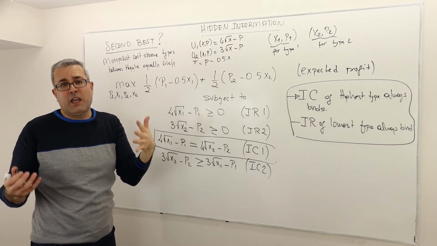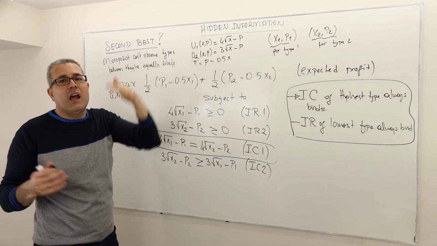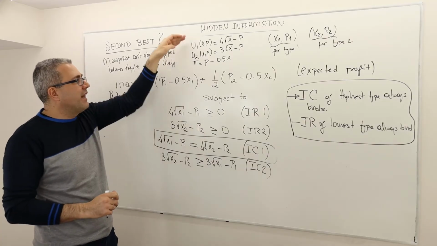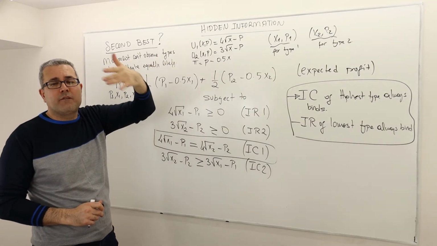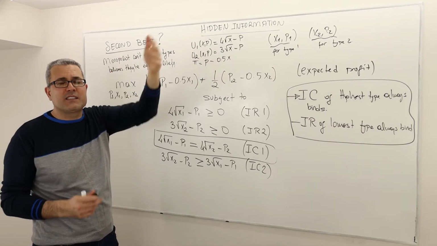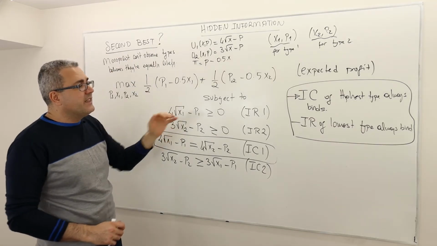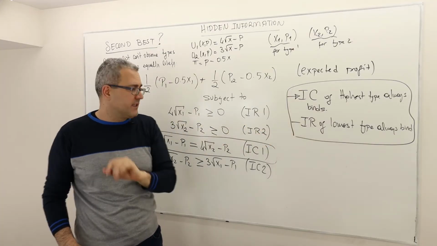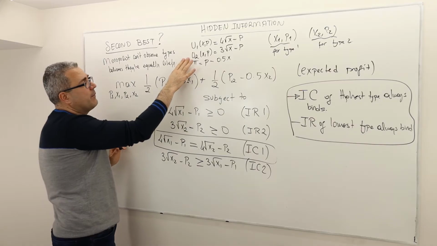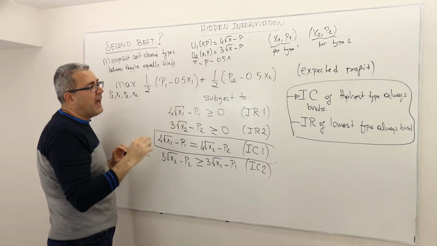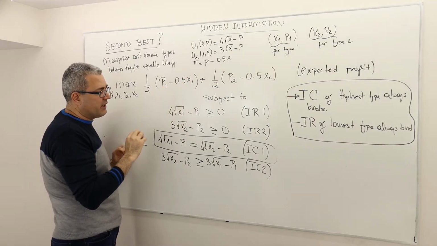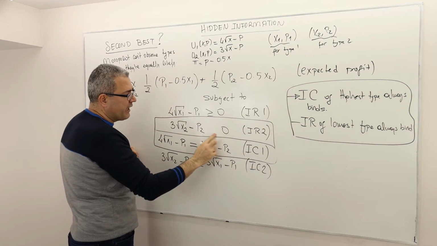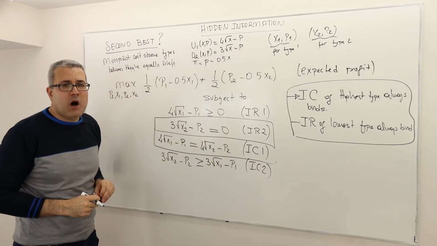If we had 5 types, then the highest type and the lowest type would not be so easy to detect. But again, by looking at the utility functions, you can always determine the highest type and the lowest type. So the individual rationality constraint of the lowest type always binds. What does that mean? That means for the lowest type, type 2, his individual rationality constraint will bind. That means this constraint will be satisfied with equality.